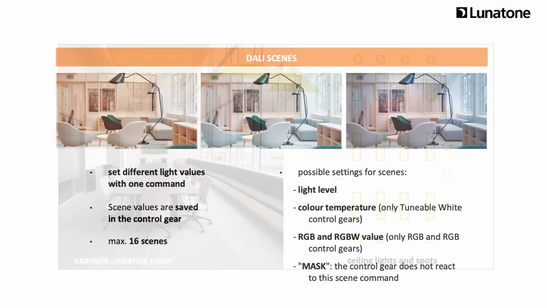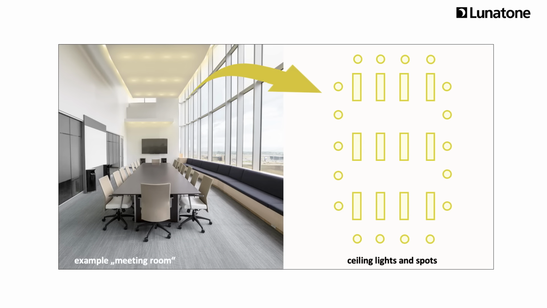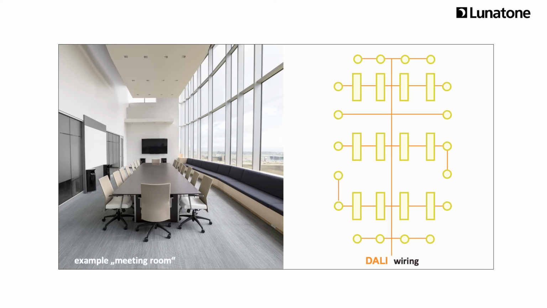Let's have a look at the DALI installation. As an example, we will discuss this meeting room with central ceiling lights surrounded by smaller spots. To keep it simple, we will neglect the control units. First, the devices have to be wired. Usually, the DALI wires are placed together with the 230-volt cables. Here, the 230-volt cables are not shown, just to keep it simple.